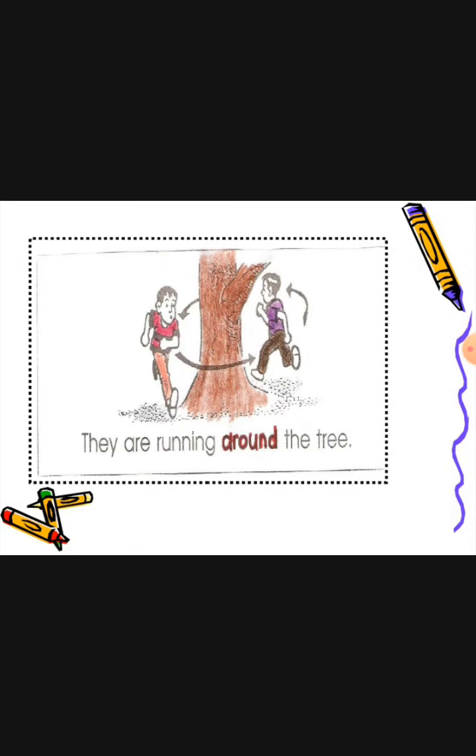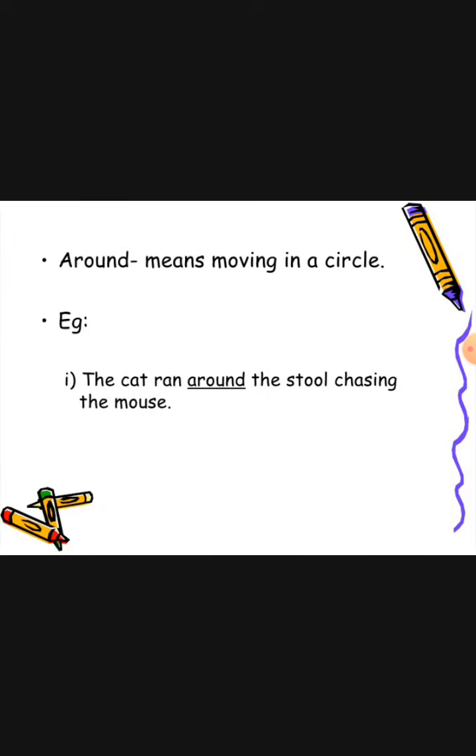Now they are running around the tree. Around means they are taking a turn. They are running around. It means they are taking a turn of the tree. Around means moving in a circle. An example will make it more clear. The cat ran around the stool chasing the mouse. So when you are running in a particular circle, that is around. Next preposition.